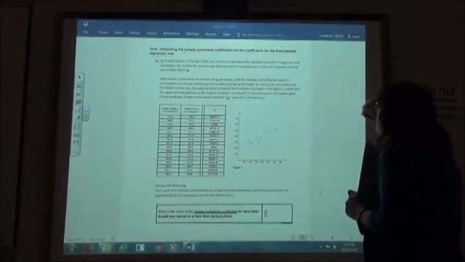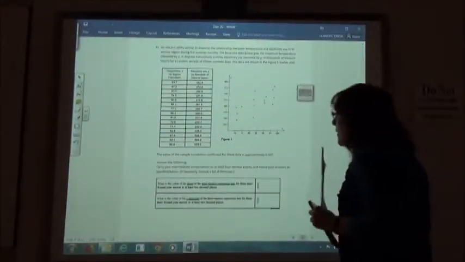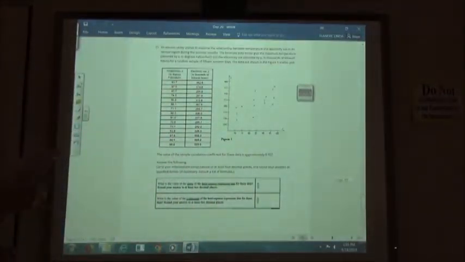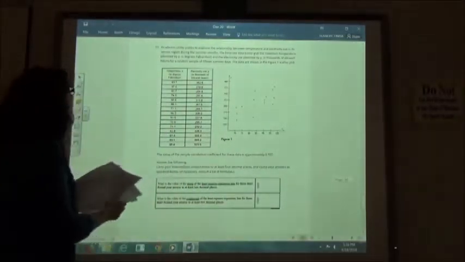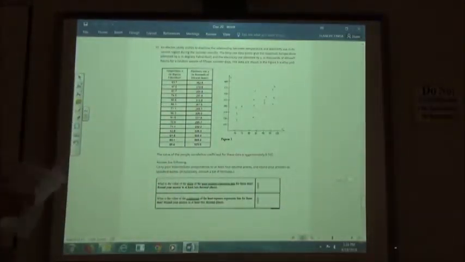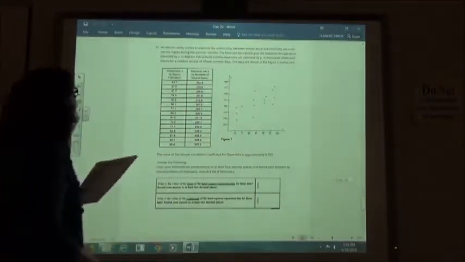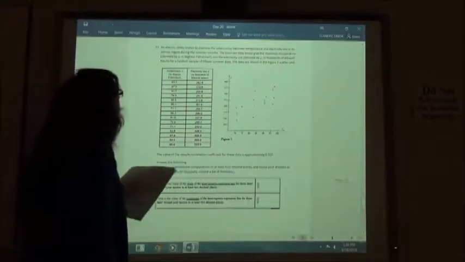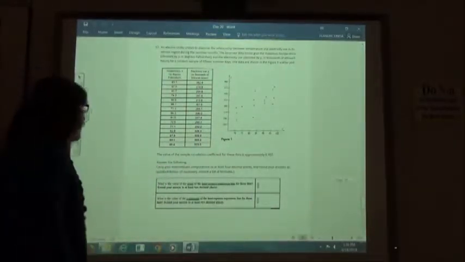All right. Number 11. Number 11 says an electric utility wishes to examine the relationship between temperature and electricity use in its service region during the summer months. The bivariate data below give the maximum temperature, denoted by X in degrees Fahrenheit, and the electricity use, denoted by Y in thousands of kilowatt hours, for a random sample of 15 summer days. The data are shown in figure 1 in the scatter plot.